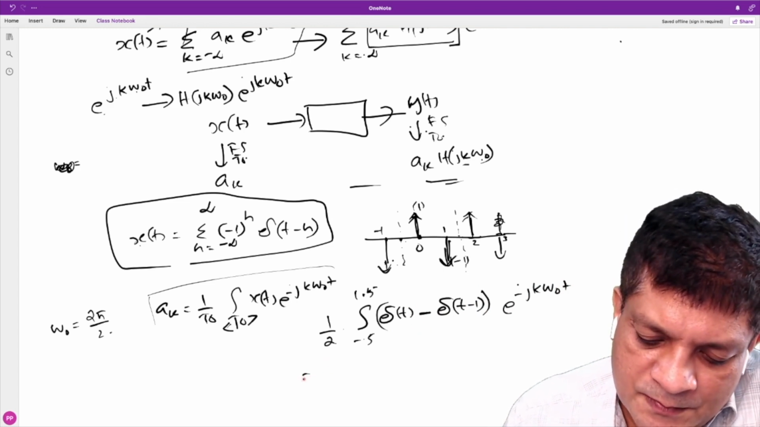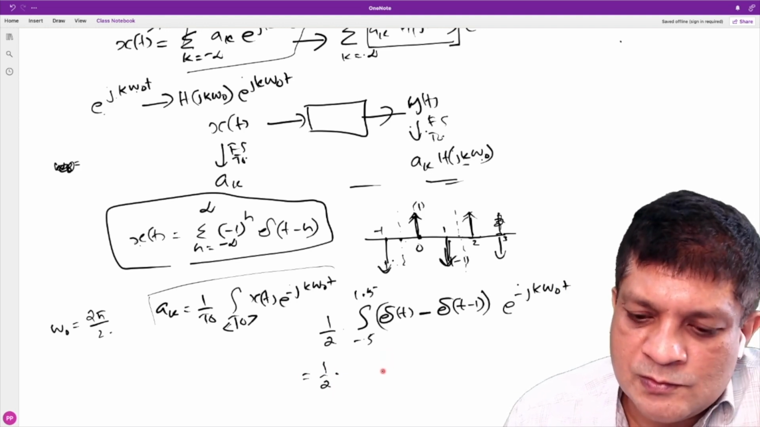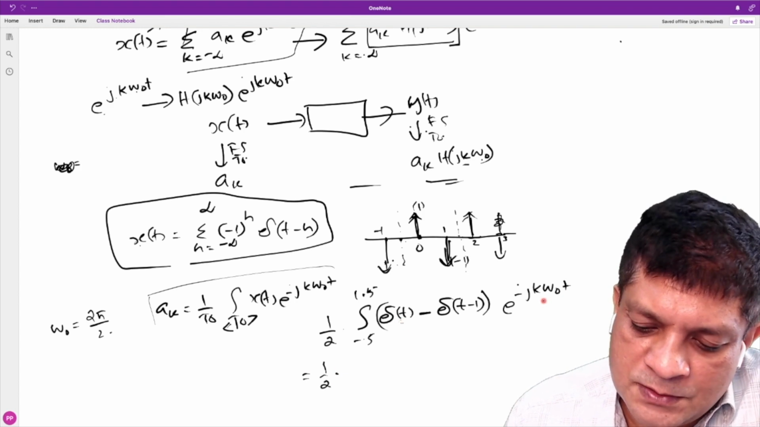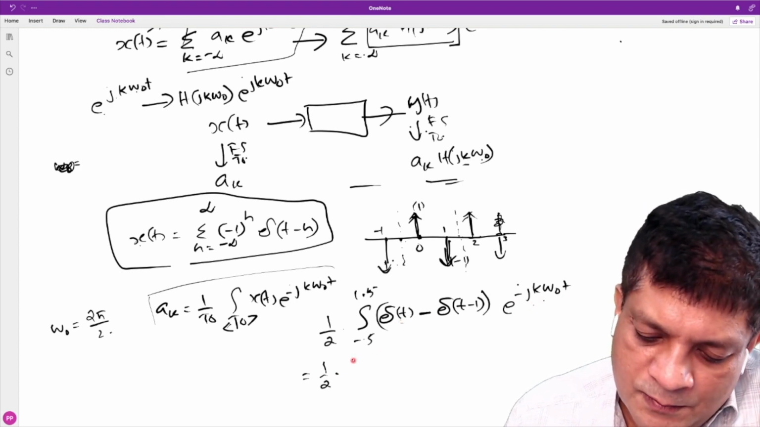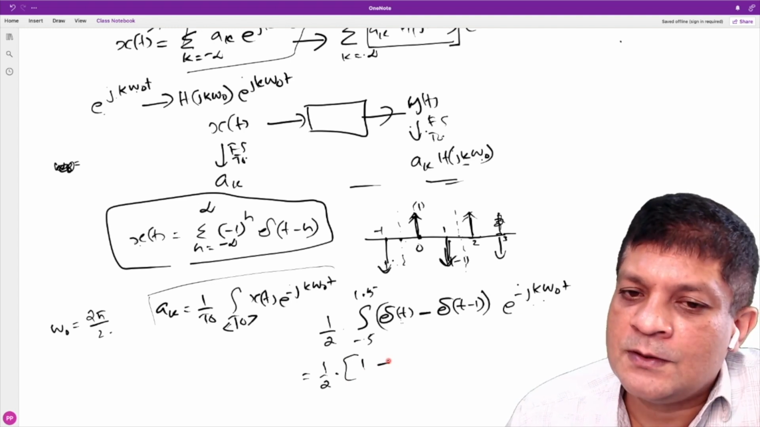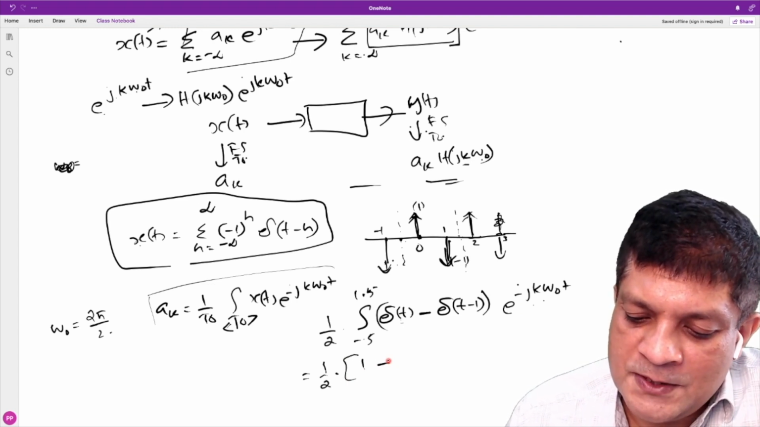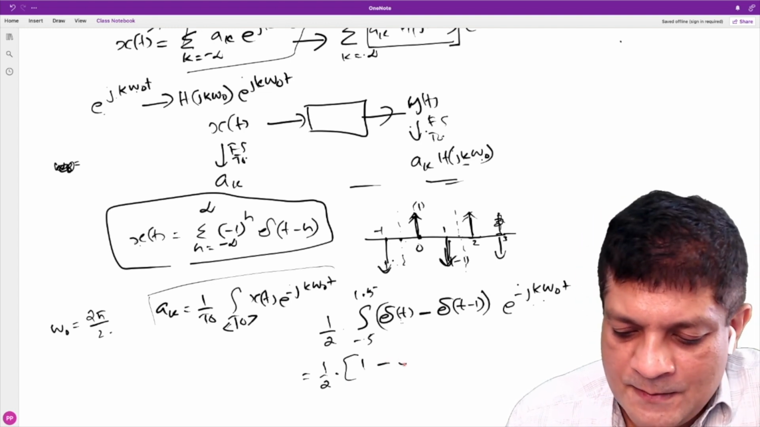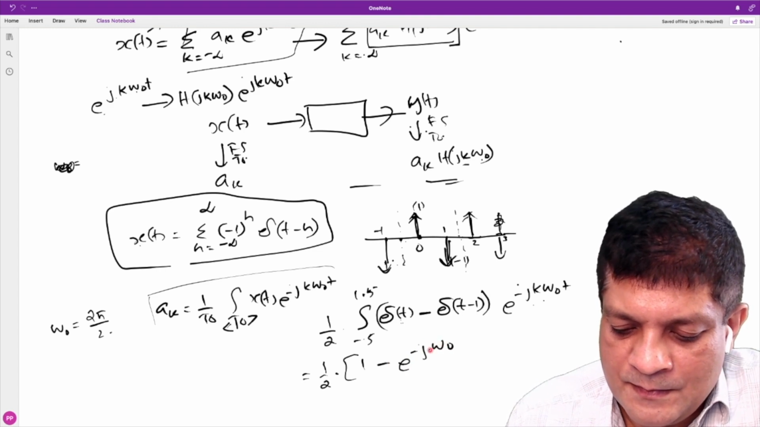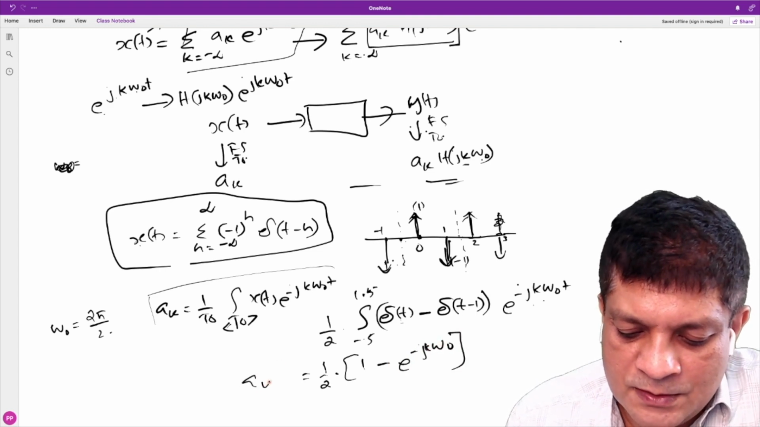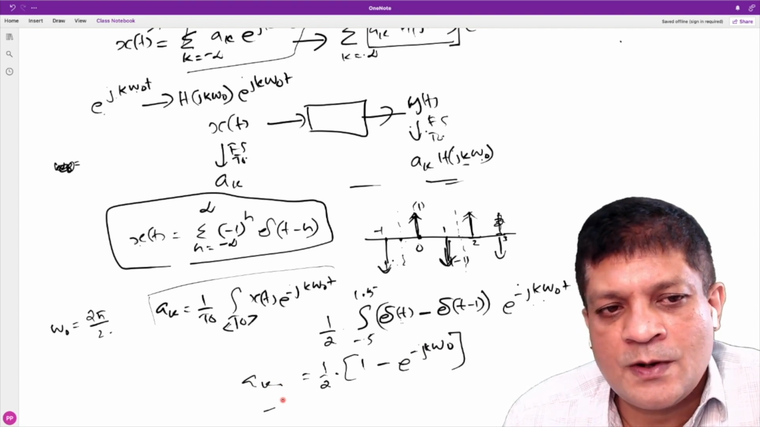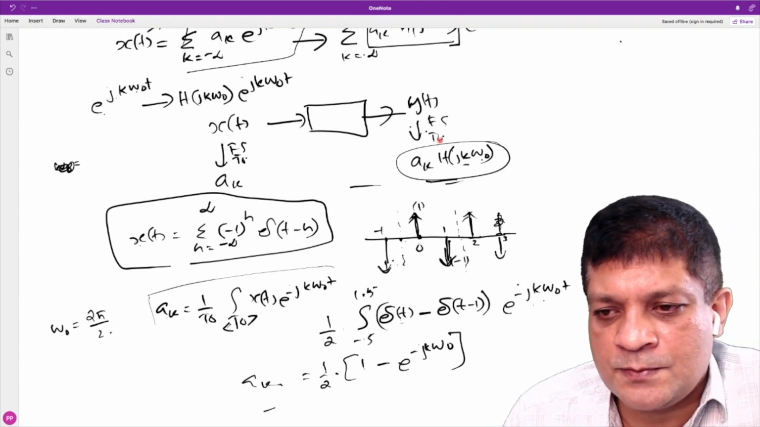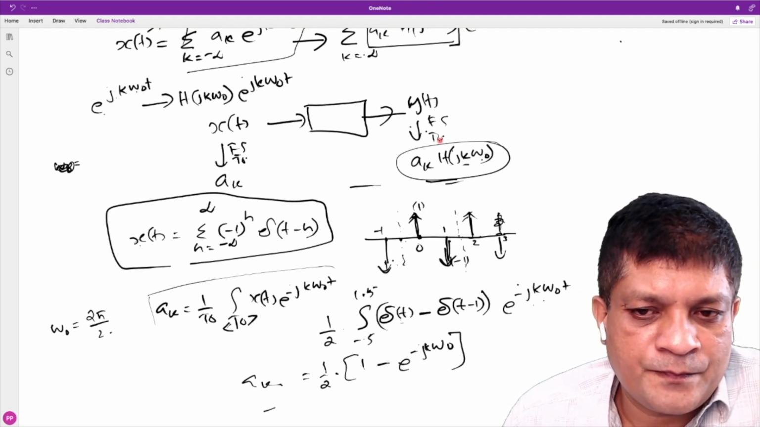Can we simplify this? 1 by 2 into what? What is the first one? This is a non-zero function only when t is equal to 0. So is it 1 minus e to the power minus j k omega naught? These are the values of a_k. Okay. Now use this property. Using this, you will find the Fourier series coefficients of the output signal. You can solve it. Okay.